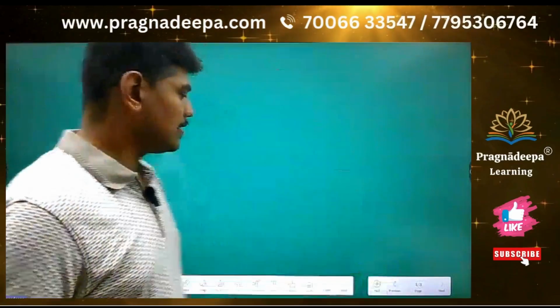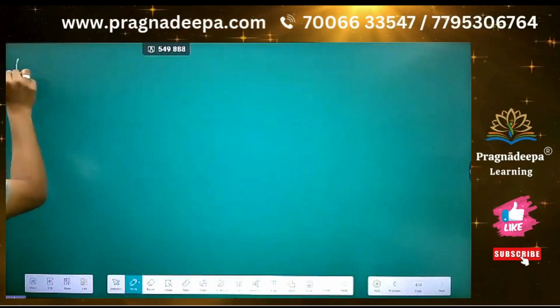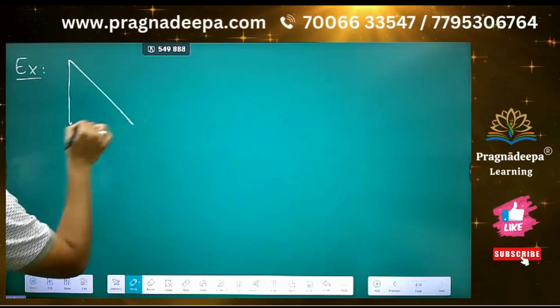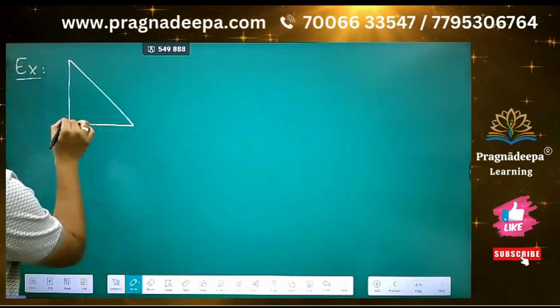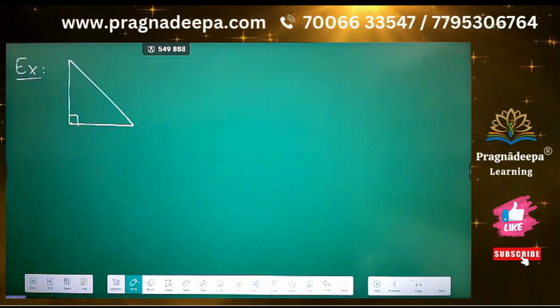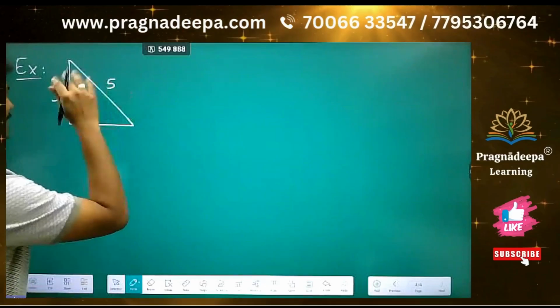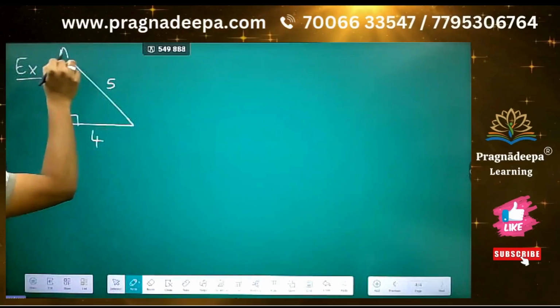Okay, let us consider one triangle. One example to understand the concept. So let us consider one triangle. What type of triangle? I am considering a right angle triangle. Very simple, students. Let us take 3, 4, 5 centimeters. Okay, this is ABC.